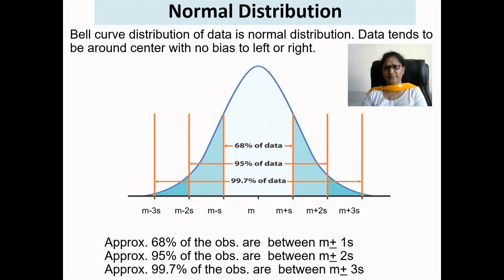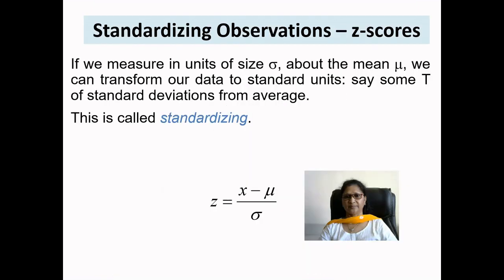This is one more term you may not understand, or this is not required for everyone now to understand, but this is very interesting. When we say that distribution is normal, then it forms a bell-shaped curve. This is called normal distribution, and bell curve distribution of data tends to be around center with no bias to left or right. This is normal distribution. Now what does this normal distribution have to do with what we are learning, that is Z-score normalization?